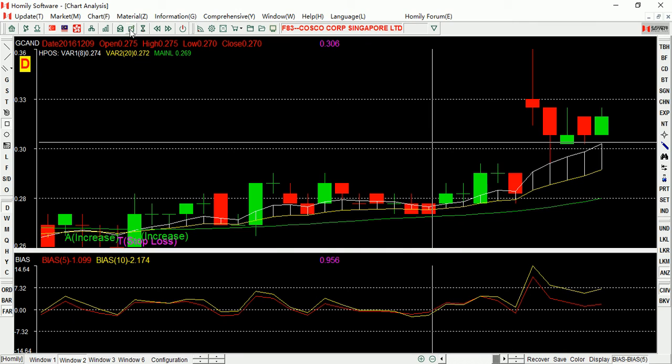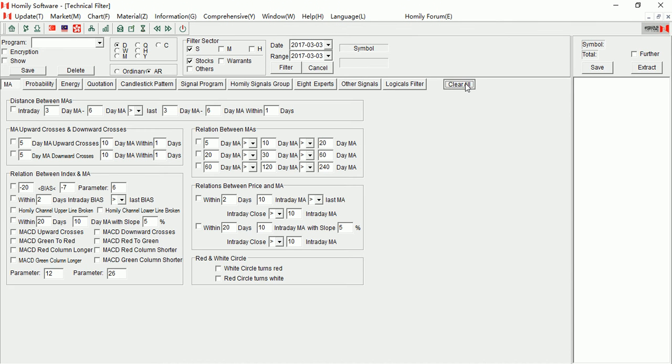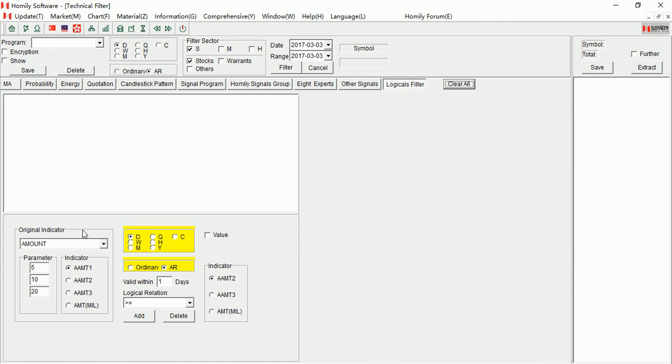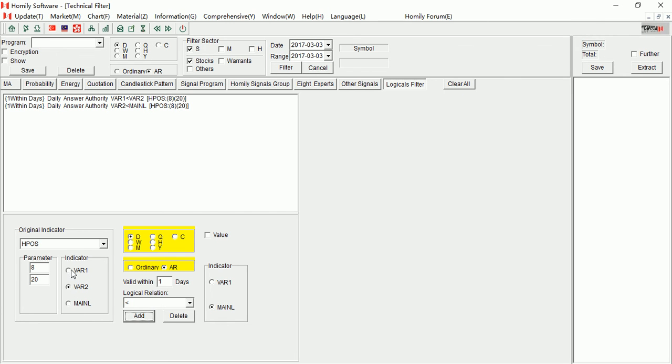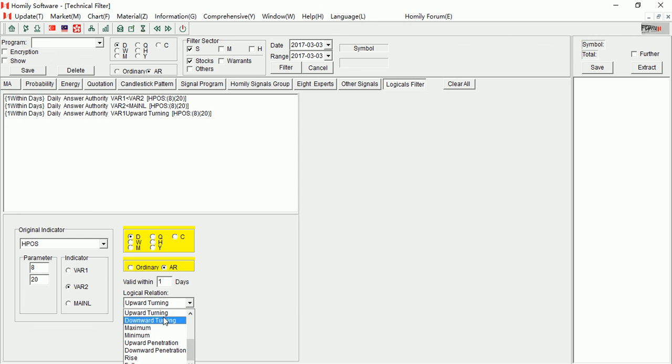Firstly, we click the technical filter. Then click logical filter. Change the original indicator to HPLS. No need to change the parameter. Then VAR1 less than VAR2, click Add. VAR2 less than main line, click Add. Then VAR1 upward turning, click Add. VAR2 upward turning, click Add. Okay, this condition you know that.